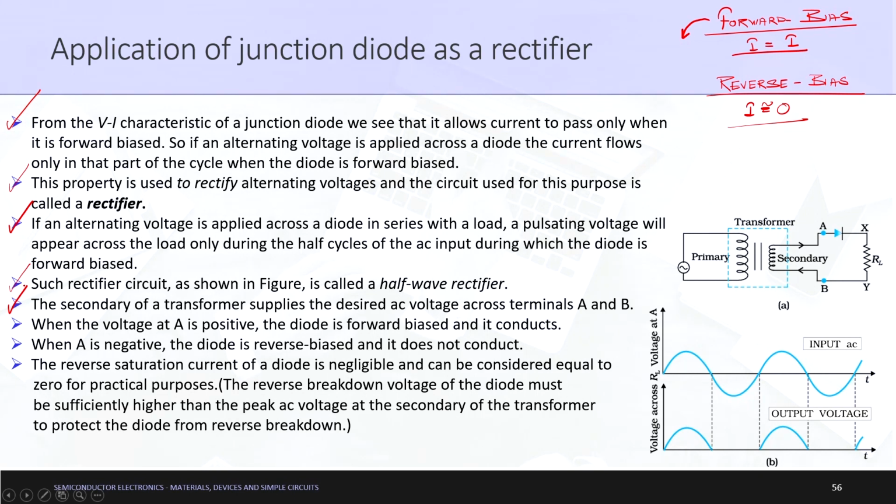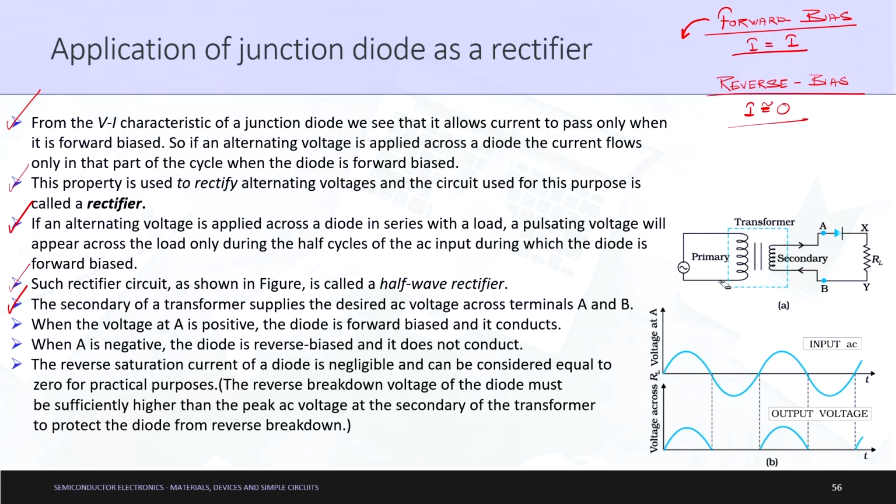Now, the secondary of a transformer supplies the desired AC voltage across terminals A and B. If you remember correctly the concept of the transformer, there is something called the primary side and something called the secondary side. This secondary side is basically a solenoid here.